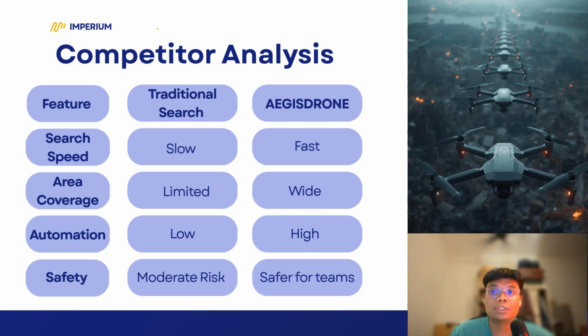Because of this, search speed is slow and area coverage is limited, which can also increase risk for rescue teams. However, our Aegis drone solution solves this problem by coordinating multiple drones to work together. This allows faster search operations, wider area coverage, higher automation, and safer conditions for rescue teams.